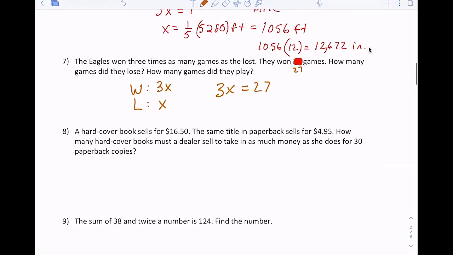So now I have x is equal to what? 9. X is equal to 9. Now I'm going to answer the question. All right, how many games did they lose? 9. They lost 9 games. Thank you. All right, so here, 9 losses. 9 L's.